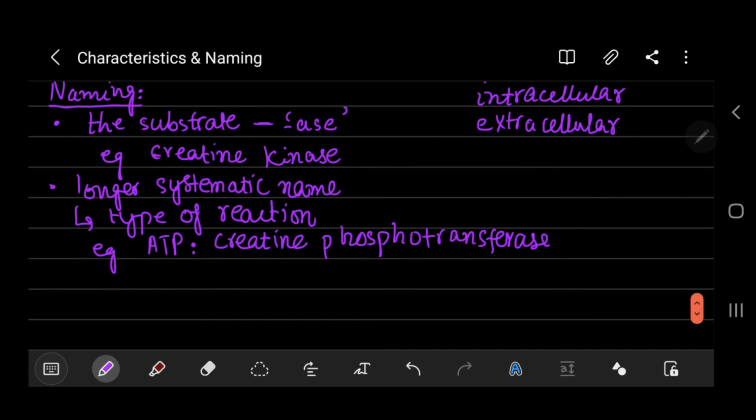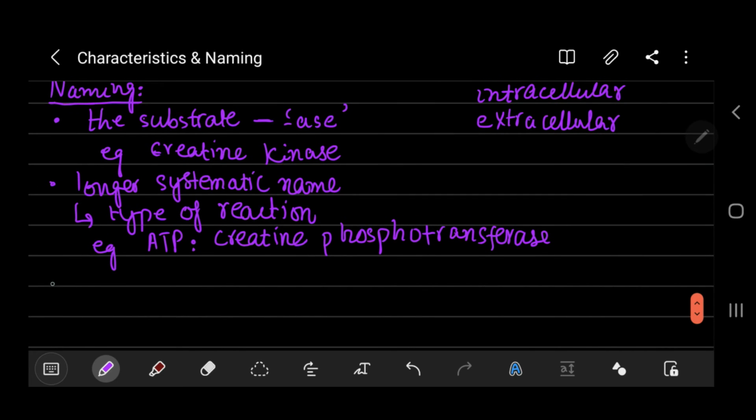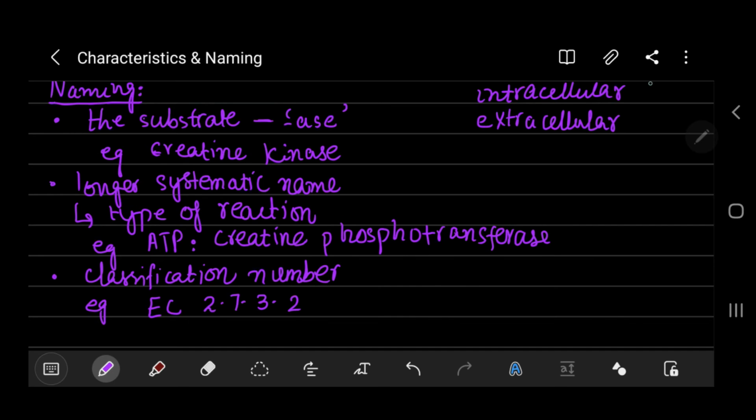And the third type of naming is basically a classification number. This is just an example of a classification number.